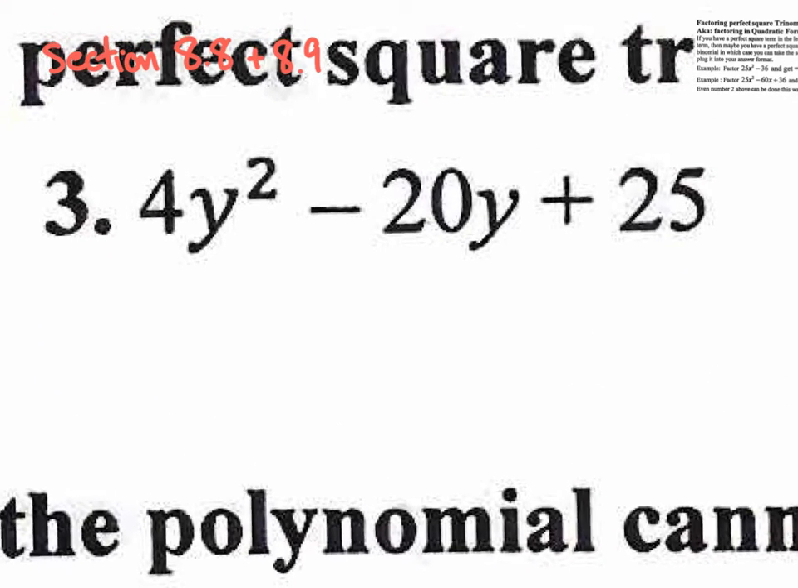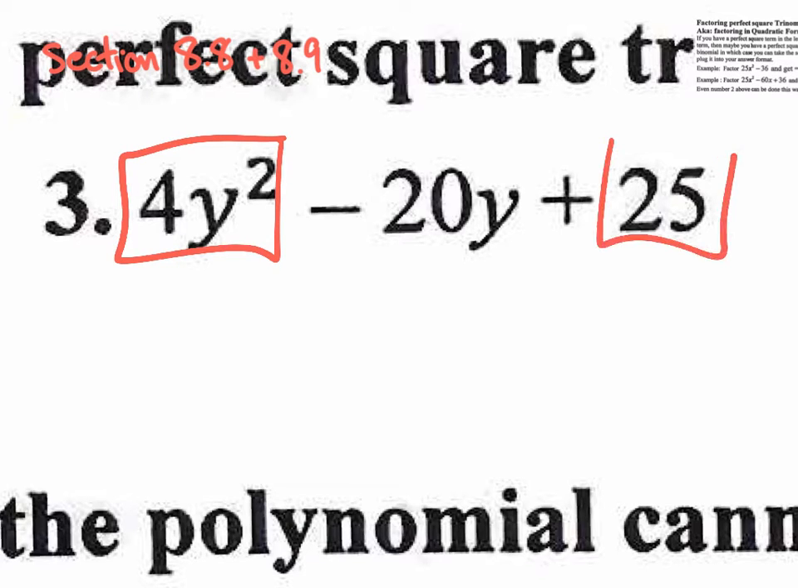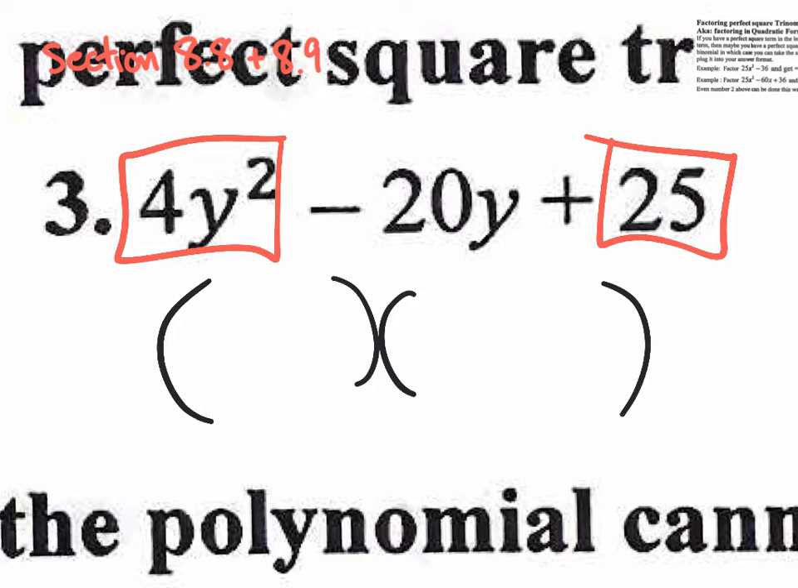How about number 3? So far, it looks like we have perfect square terms. So it looks like a perfect square quadratic trinomial. What is the square root of 4y squared? 2y. What is the square root of 25? 5. So we put 2y and 5, 2y and 5.